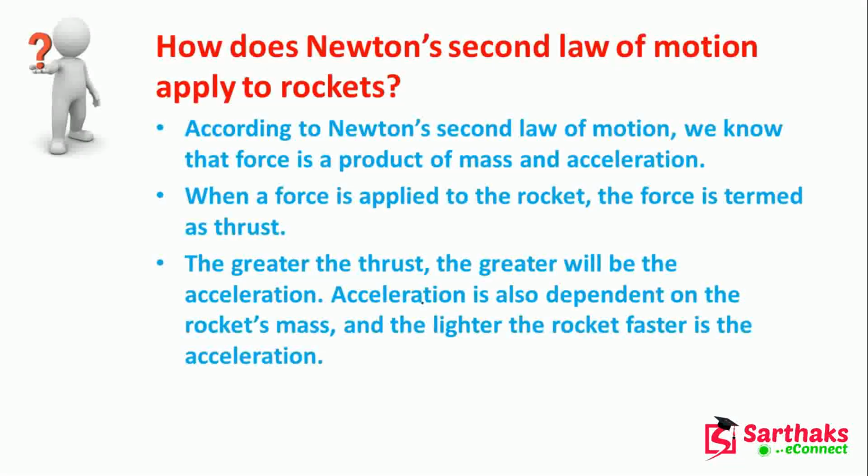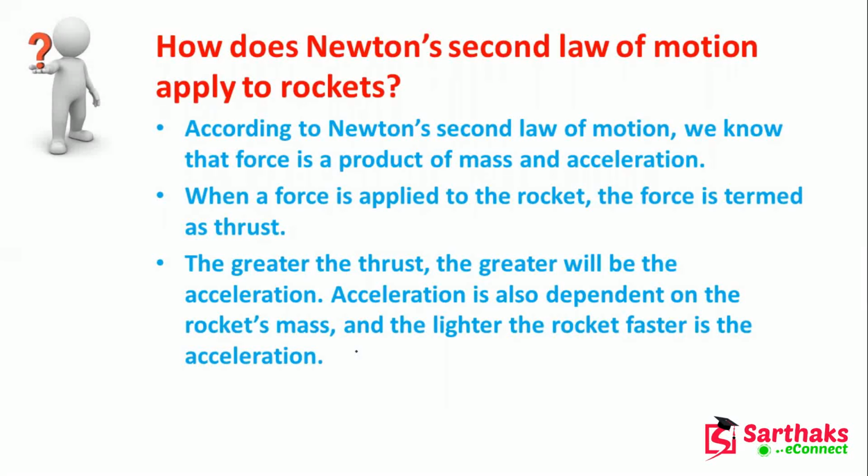Okay. Now, how does Newton's second law of motion apply to rockets? Already a little bit we have discussed. If this question comes in your examination, then you have to write down, according to Newton's second law of motion, we know that the force is the product of mass and acceleration. When a force is applied to the rocket, the force is termed as thrust. And the greater the thrust, the greater will be the acceleration. Acceleration is also dependent on the rocket's mass. The lighter the rocket, the faster will be the acceleration.